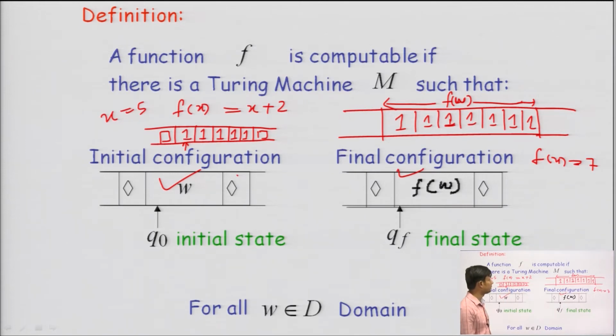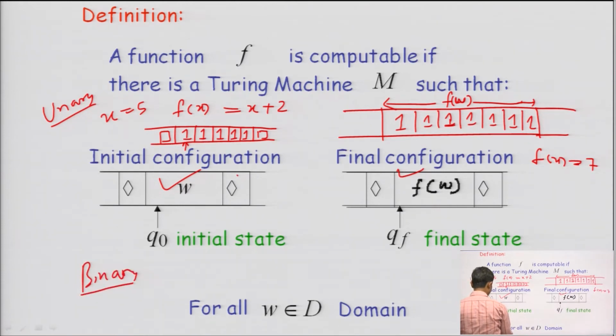First this is the initial configuration, then add the 5. Sometimes you consider a binary input alphabet. For this, suppose your tape is like this: 5 means 101, then plus 2, and you will get 7, which is 111 on your tape. Suppose we consider a binary input. Here we take a unary input alphabet.